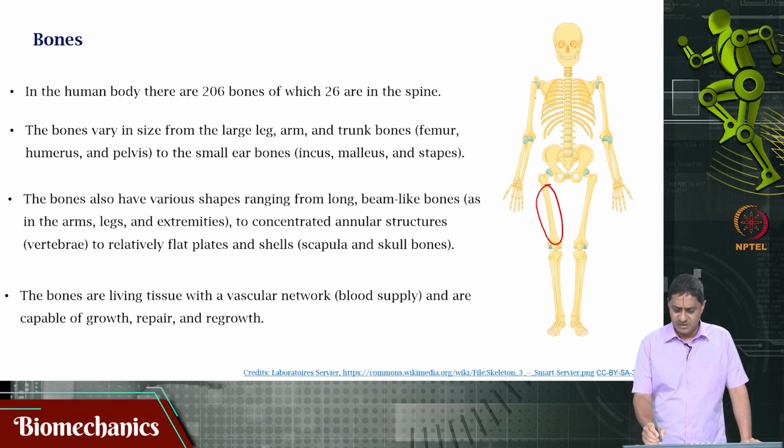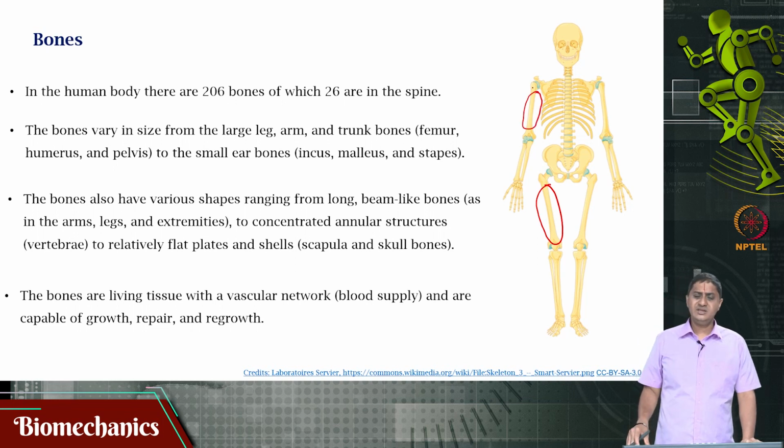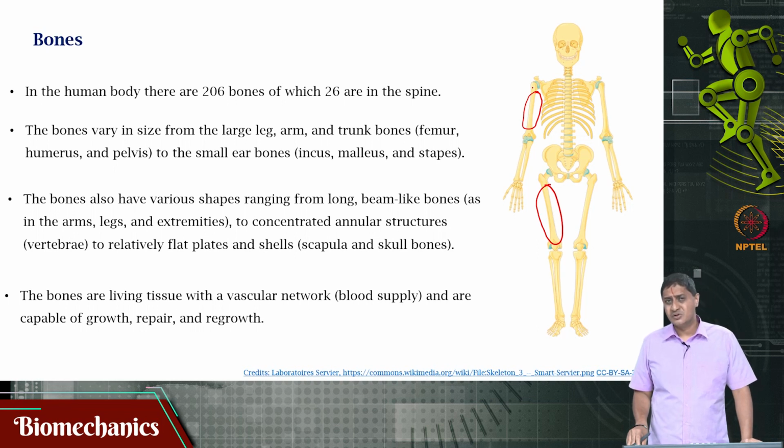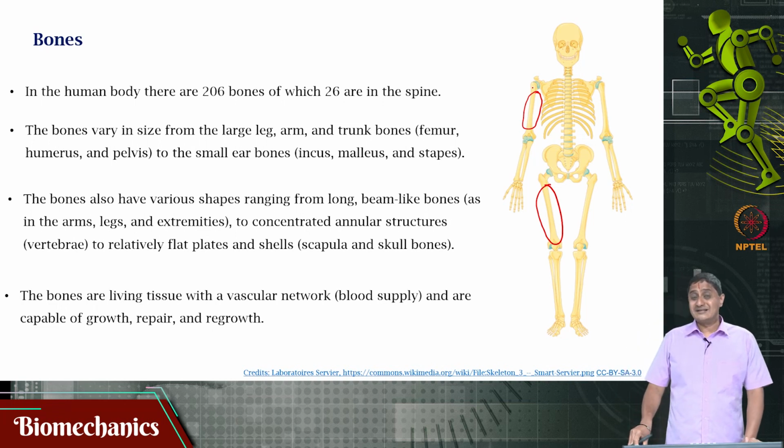There are other similar bones. For example, this is the humerus, another long bone. So, essentially, the bones of the limbs are mostly long hollow bones. That is, the humerus, radius, ulna, femur, tibia, and fibula are all long bones. And then the bones that form the trunk are the ribs.